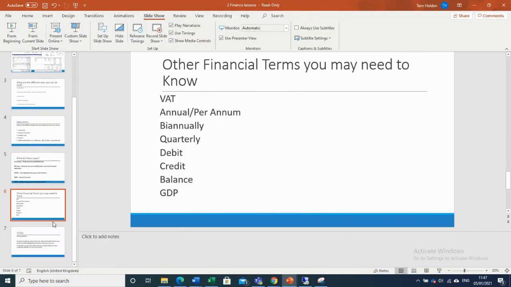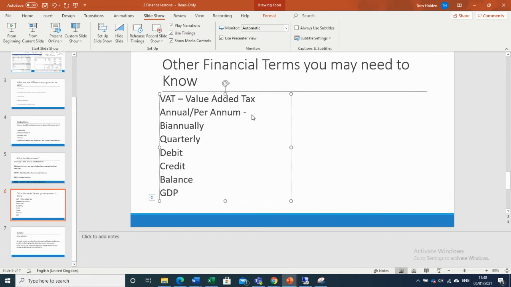Now, there's a few other terms which you may come across in finance, okay, which I'm going to go through now. VAT stands for Value Added Tax, and that's a very common tax which is paid on things that you purchase. So it could be an item from a shop, or it could be a service that you purchase, and it's various percentages that you pay on there, but the most common one is 20%. So that's a tax that we all pay.